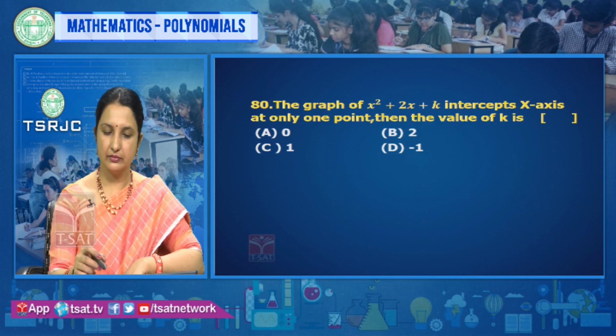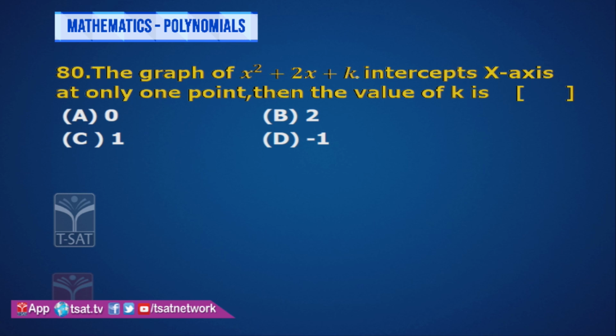Next question number 80. The graph of x squared plus 2x plus k intercepts the x-axis at only one point. Then the value of k is, when it intercepts at only one point, that will be there in the form of (a plus b) whole squared or (a minus b) whole squared. So when you observe this x squared plus 2x plus k, what is the possibility? For (x plus 1) whole squared only one possibility is there: x squared plus 2x plus 1. This is the only possible value. So k should be 1. The value of k is 1.